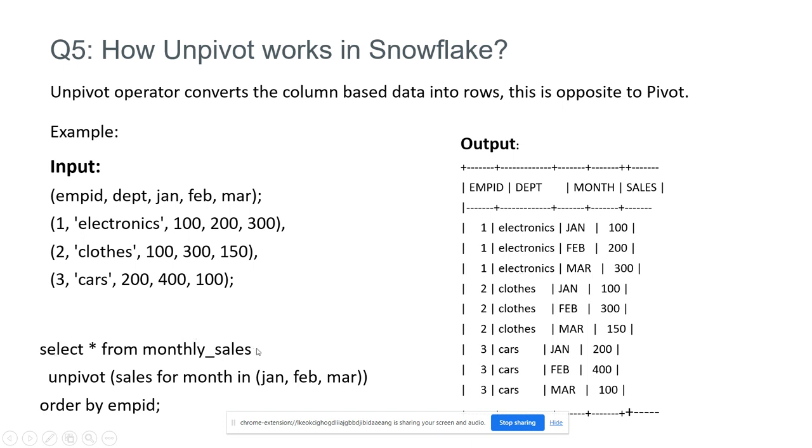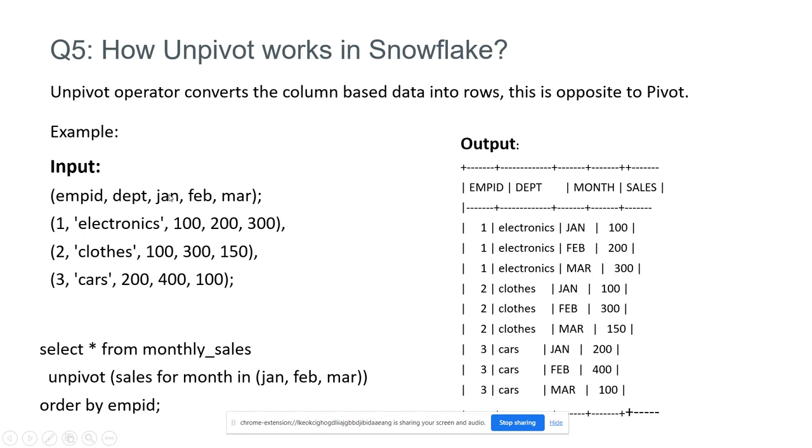Select star from monthly sales table, unpivot sales. This is the name I want to give. If you see here, we don't have a sales column, so whatever we give here will come in the output. For month in, this column is also not present here. In the output, for unpivot sales for month in, we have to put whichever months we want to generate new rows for.